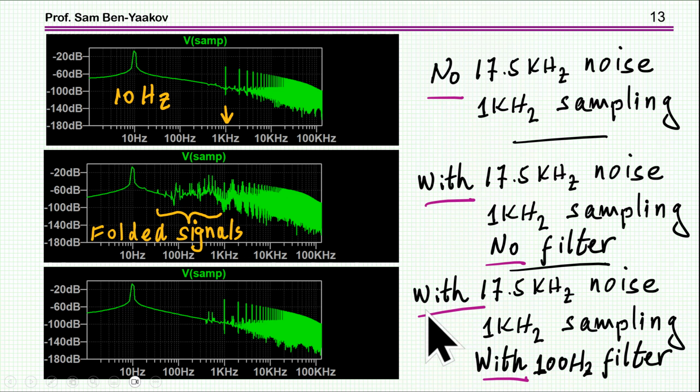Now I've put a filter in. It's a 100 hertz filter. It's first order, nothing fancy, and lo and behold, you see that it cleaned it up very, very nicely. Okay, so now we have the signal itself. Well, there's some spurious signal here. I don't know if it's a simulation or maybe it's a real signal. Anyhow, it's very, very low. It's something like minus 70 dB, which is very small and low power. So this shows the power of this analog anti-aliasing filter.